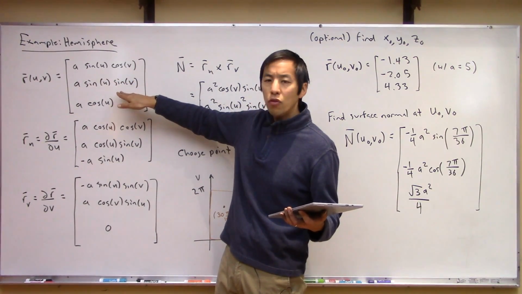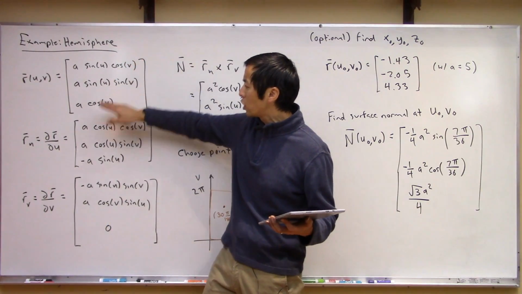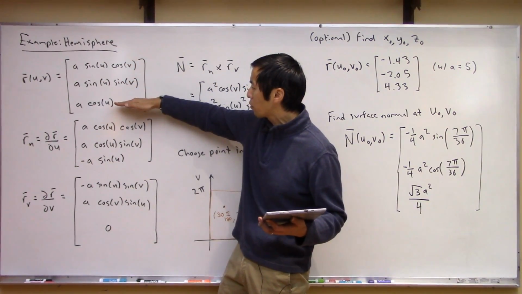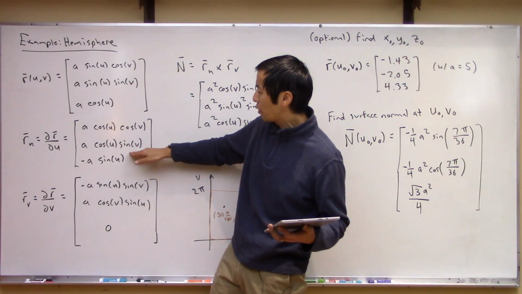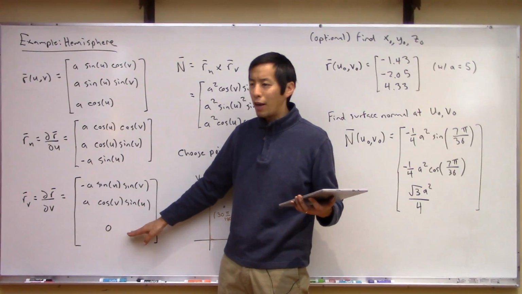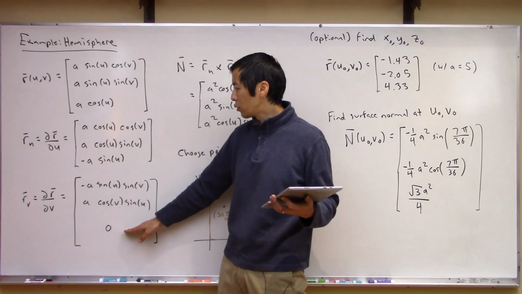But in order to find the surface normal, all we've got to do is first take the derivative of this parameterization with respect to u. So all I need to do is take the partial derivative of all these terms with respect to u. This is what you end up with. And then you do the same thing with respect to v. This is just boring algebra at this point in calculus, so I went ahead and did this, and here are the results.